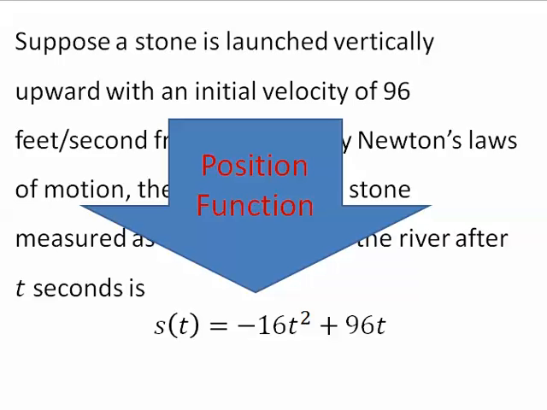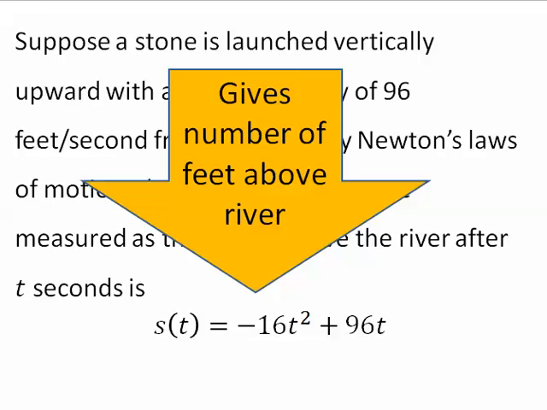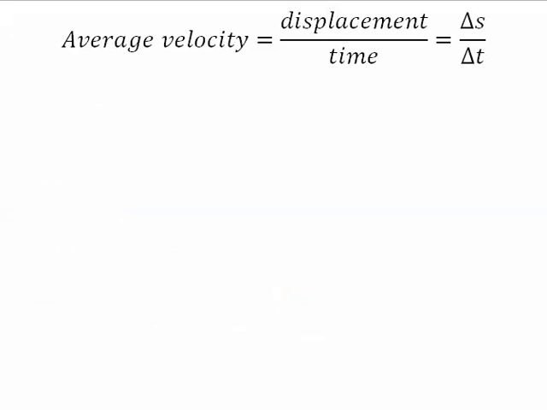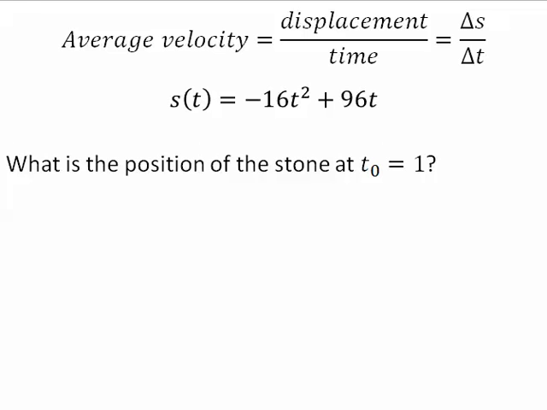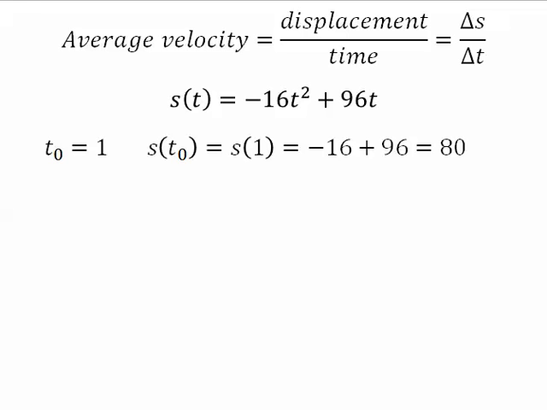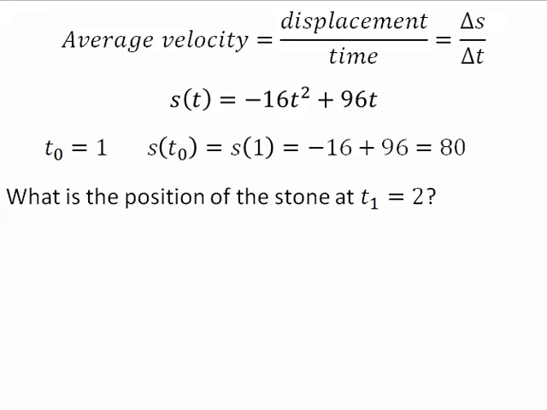And that is our position function. It gives the number of feet above the river at time t. Average velocity is displacement over the change of time. Suppose we'd like to find the average velocity of the stone between 1 second and 2 seconds. We first find the position of the stone at 1 second. Then we find the position of the stone at 2 seconds.